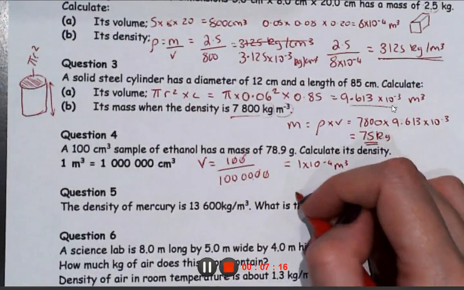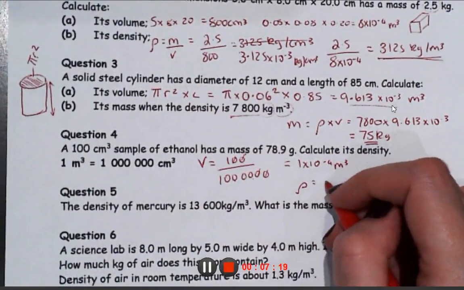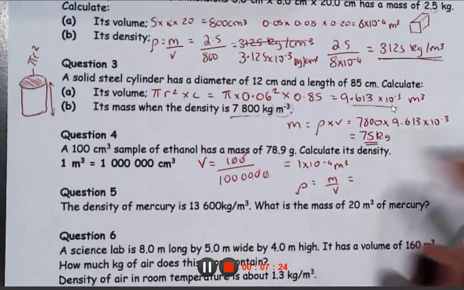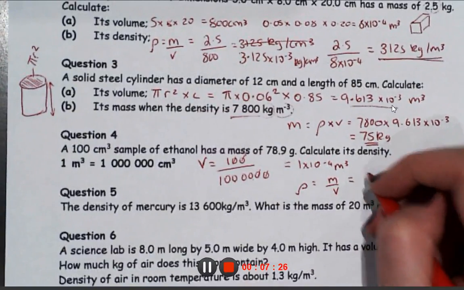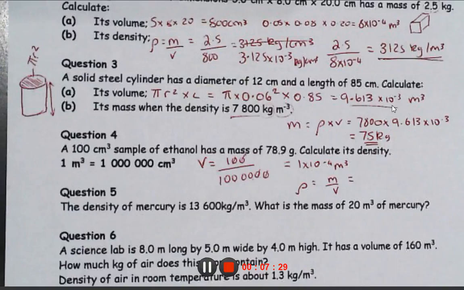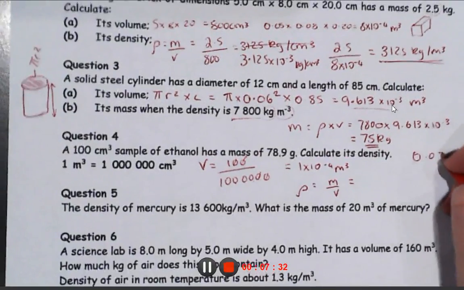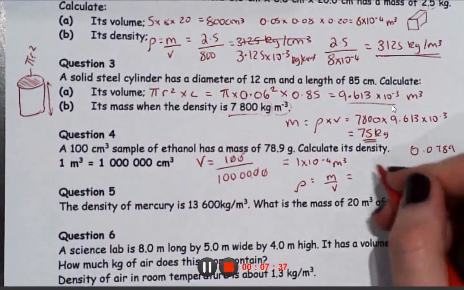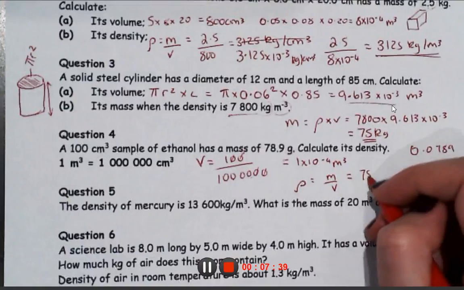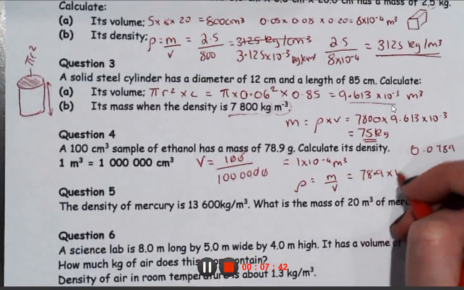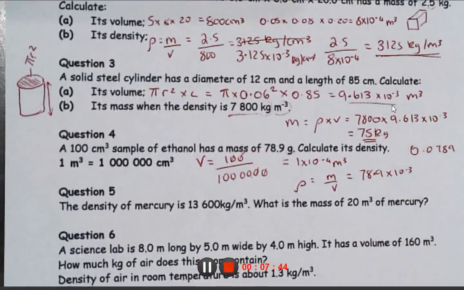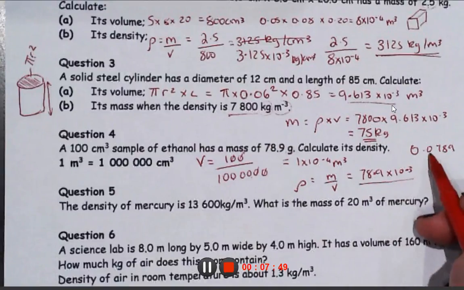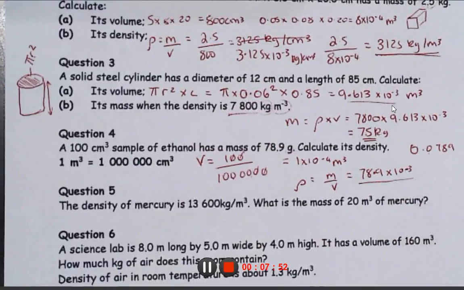I'm going to calculate density now. Density is mass divided by volume. I want my mass in kilograms, that's 78.9 divided by 1,000, which is 0.0789. Now, if you're good at standard form, wherever it says grams, you can write 78.9 and then instead of grams write 10 to the minus 3, which means you're already dividing by 1,000. It's exactly the same as writing this, so it's up to you which one you prefer.